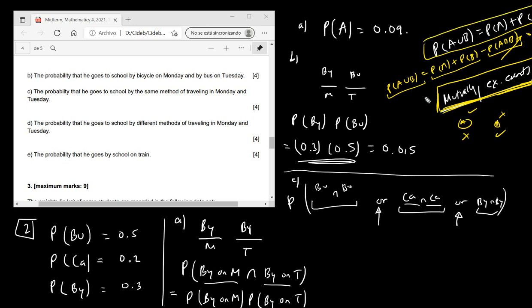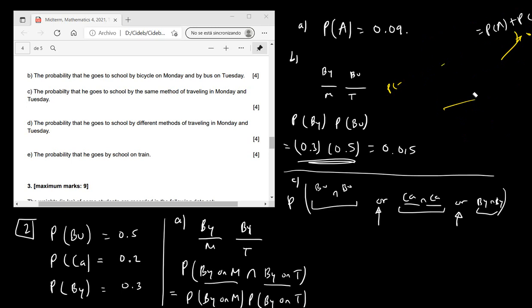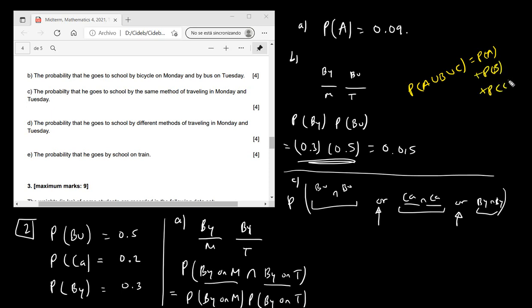Okay, and it doesn't make any difference whether you have just two events or even more. For example, this. Even if you have more, the probability of A or B or C, if you know that A, B, and C are mutually exclusive, then this is equal to the sum of the probabilities, like this.